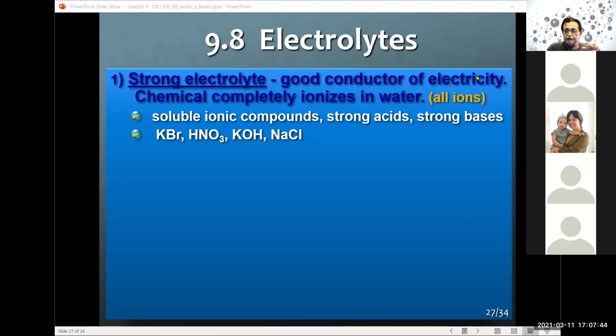Something that's a strong electrolyte is a good conductor of electricity because its chemicals have been ionized in water. Soluble ionic compounds, as designated by the solubility rules, are strong electrolytes. Strong acids and strong bases are too, because they completely dissociate, 100%. Things like potassium bromide, nitric acid, potassium hydroxide, sodium chloride are all strong electrolytes.